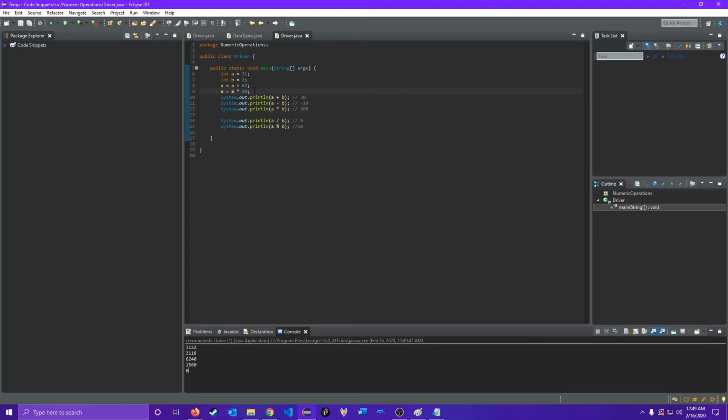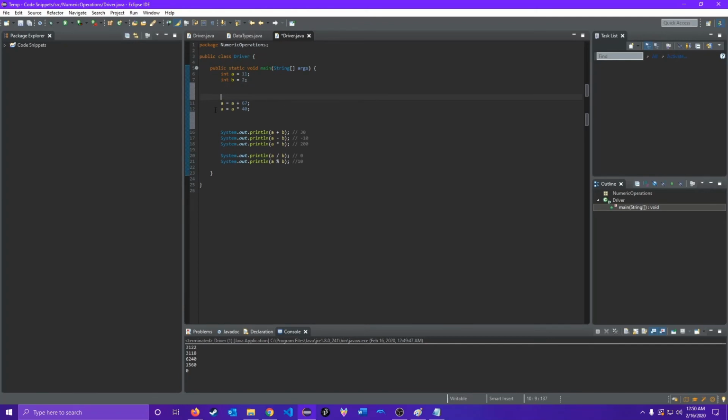Now, what I just did here, a equals a plus 67, a equals a times 40, this can be shortened to something a lot simpler. So we can say a equals a plus 67, or we can say a plus equals 67, and we can just combine those operations into one. Same as a equals a times 40, we can again combine that into a times equals 40.